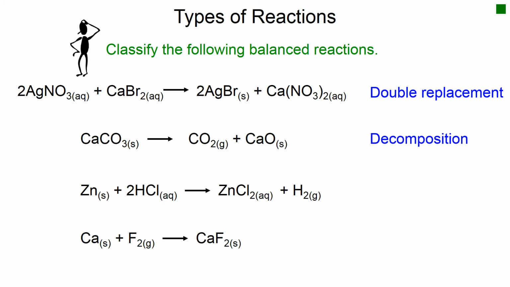And the third one, I have an A plus BC reacting to produce AC plus B. This is called a hydrogen displacement, or just a displacement reaction. And the last one has 2 reactants, but only 1 product. So yes, that's a combination reaction.